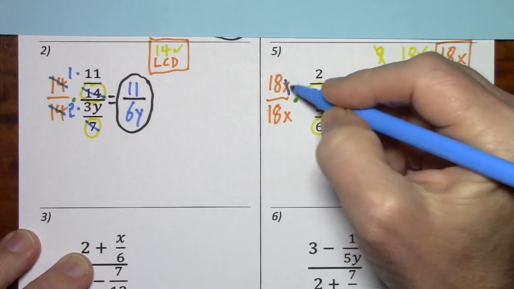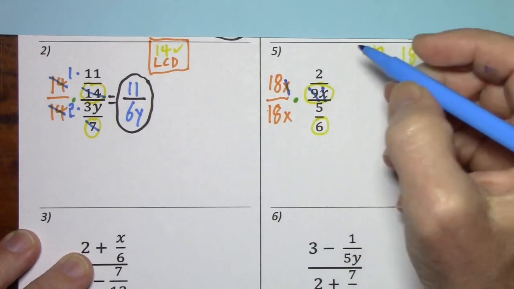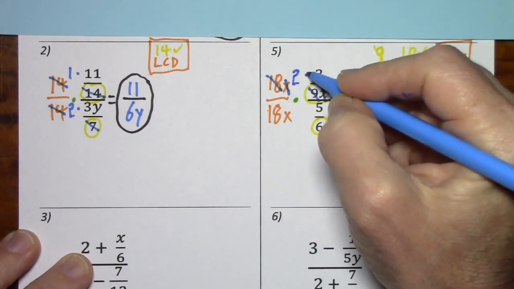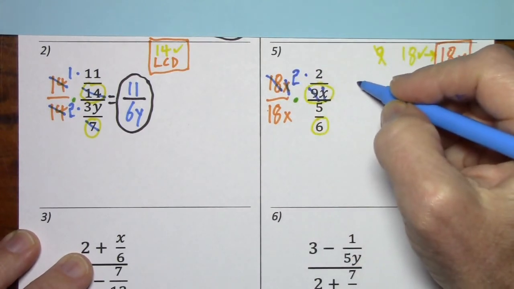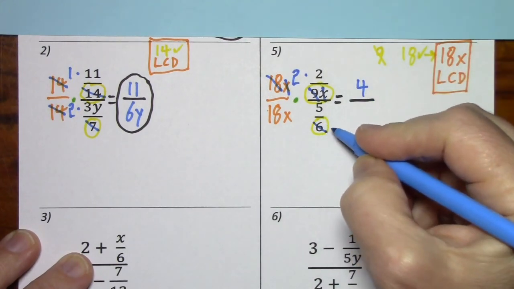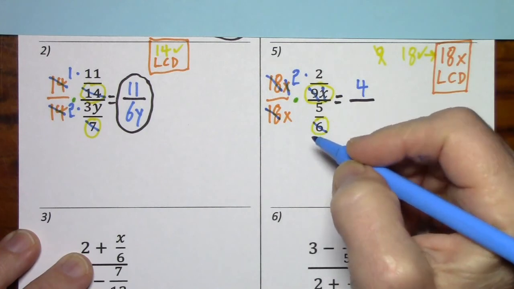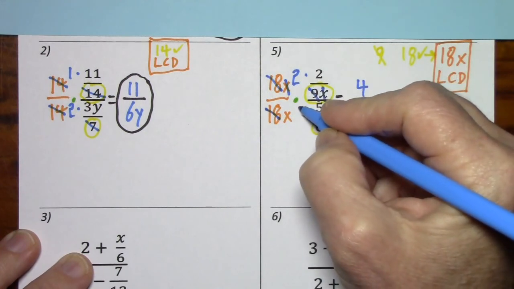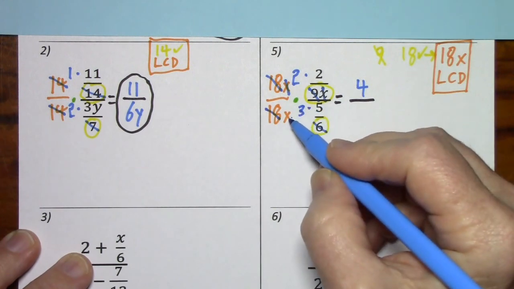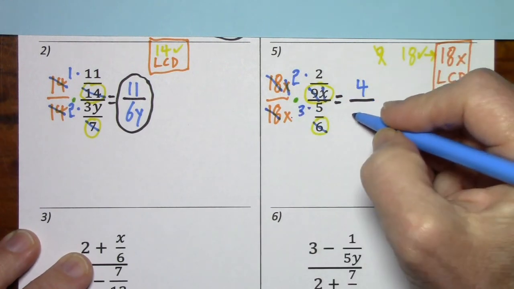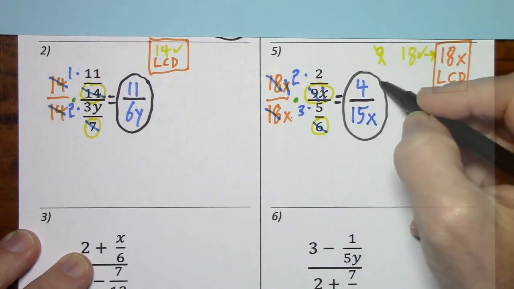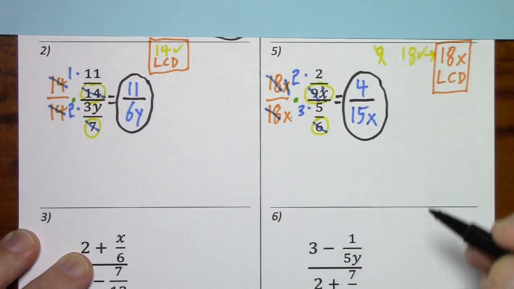X cancels x. 9 goes into 9 once. 9 goes into 18 twice. 2 times 2, that gives us 4. 6 goes into 6 once. 6 goes into 18 3 times. So we have 3 times 5 times x. That's 15x. So 4 over 15x is the answer.